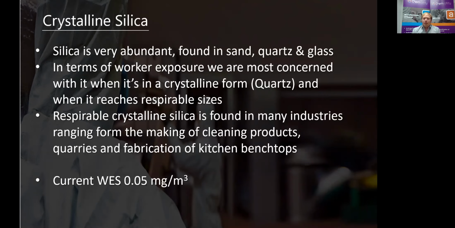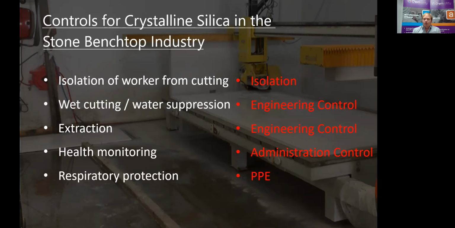Wet cutting or water suppression is an engineering control. So this is using water to capture the dust and stop it from getting in the air, therefore reducing the airborne exposure of the workers. Extraction, specifically on-tool extraction, is once again capturing the dust before it can get in the air near where the worker is breathing.